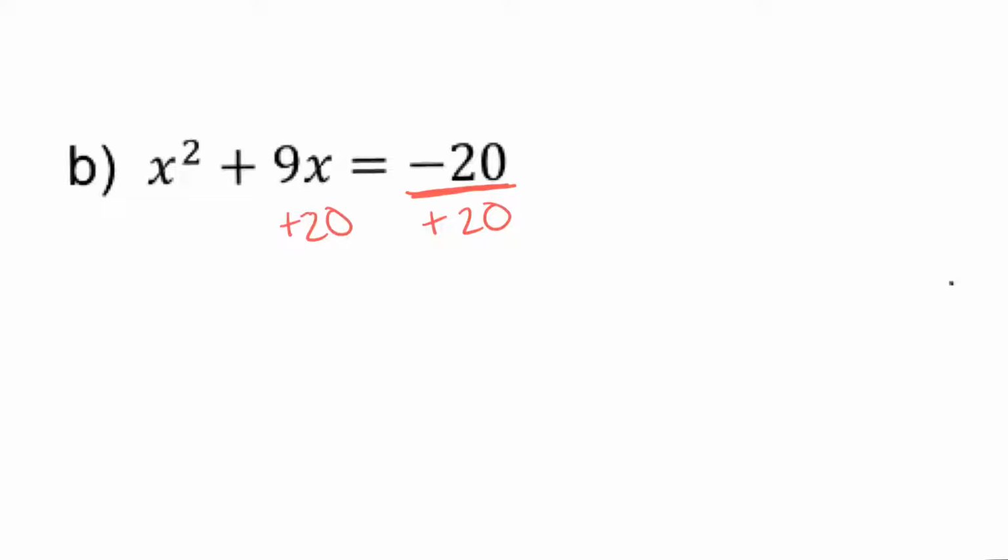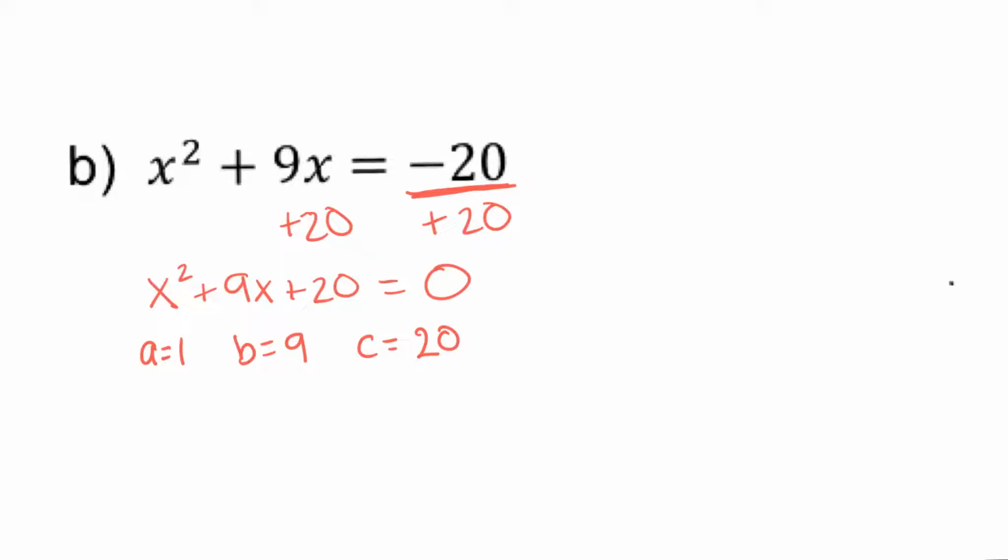Now, 20 is not like terms to x squared or 9x, so I'm just going to rewrite this as x squared plus 9x plus 20 equals 0. Now that I've got that, I can set up my butterfly. So I have my A equals 1, my B equals 9, and my C equals 20. And I'm going to go ahead and put that in my butterfly.